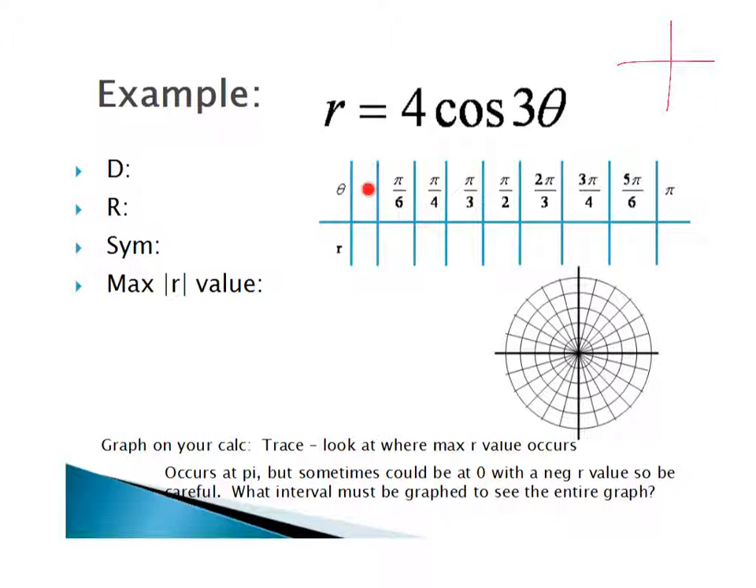Let's start with 0 degrees. The first thing you're going to do is take it times 3. Well, 3 times 0 is still 0. The cosine of 0 is 1, times 4 is 4. Pi over 6. The first thing I'm going to do is take my pi over 6 times 3. Well, that's 3 pi over 6, which is really pi over 2. So that really jumps me to this spot. Not that that's where I would plot it. I would still plot it at pi over 6, but thinking unit circle, the cosine up here at pi over 2 is actually 0. Times 4 is 0.